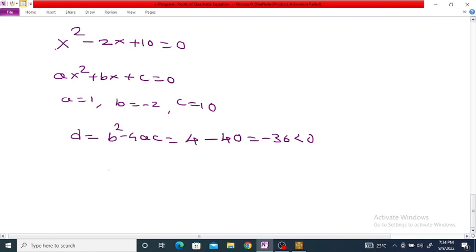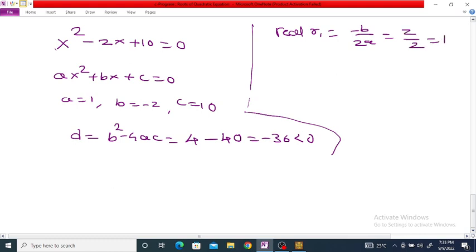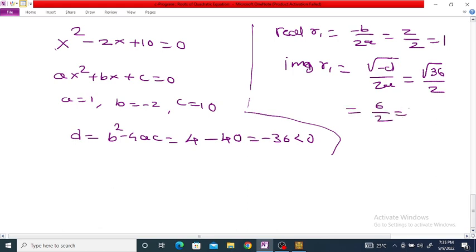So here it is less than 0. So what are the roots here? The real part of r1 is minus b divided by twice a. So what is minus b here? Minus minus 2, plus 2, divided by 2, which is equal to 1. And what is the imaginary part? The imaginary part of r1 is square root of minus d divided by twice a. So square root of minus d is 36, square root 6, divided by 2, which is equal to 3.